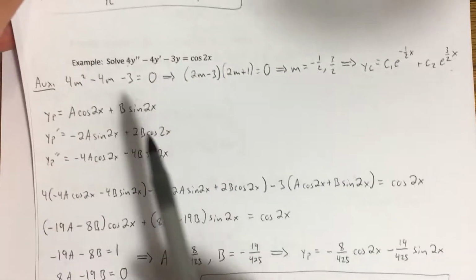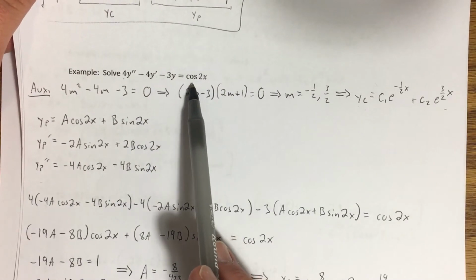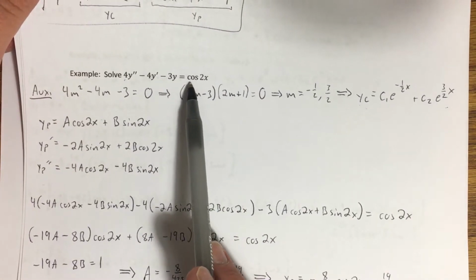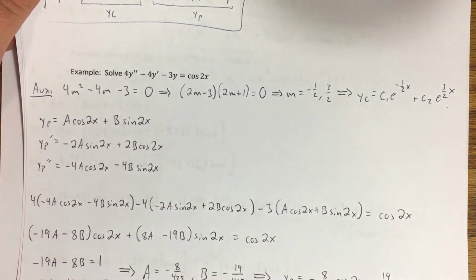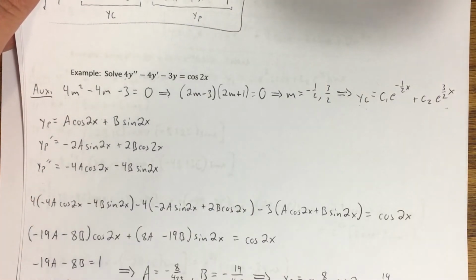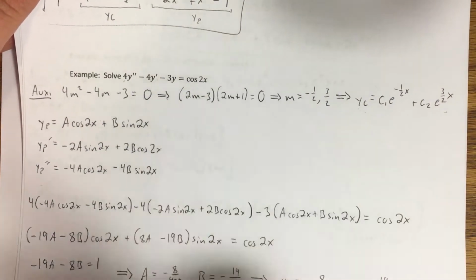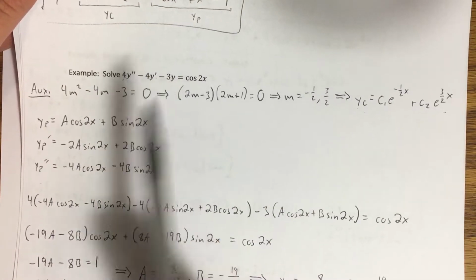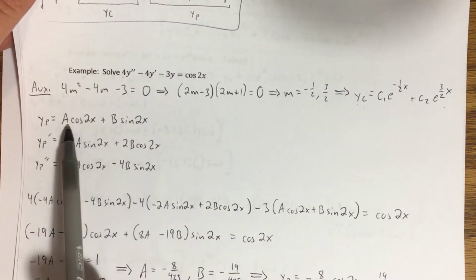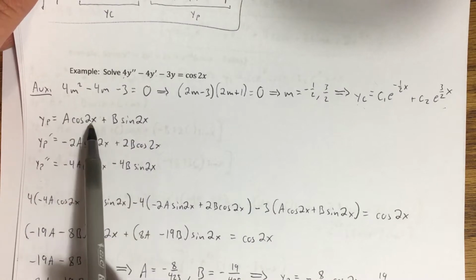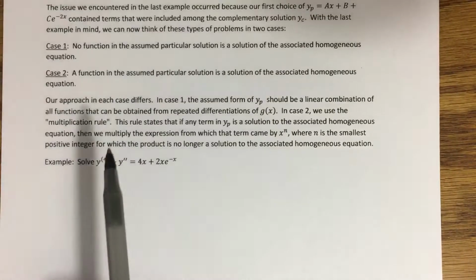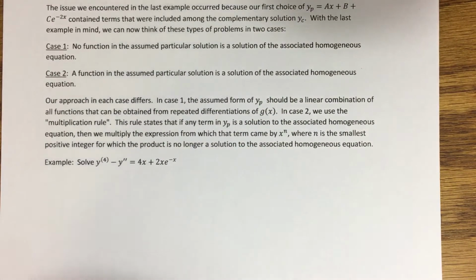Back in the second example, where g of x was cosine of 2x, and repeated differentiations of cosine of 2x are going to produce cosines of 2x and sines of 2x multiplied by some constant. But the important thing is that it produces sines and cosines of 2x. So our choice of yp is a linear combination of cosine of 2x and sine of 2x, right? This general linear combination. That's what this is saying here for that case 1.